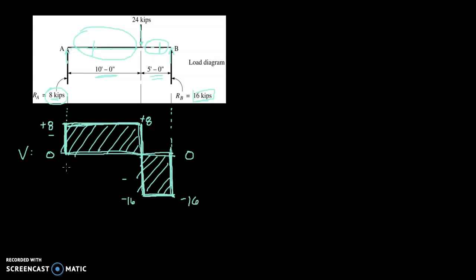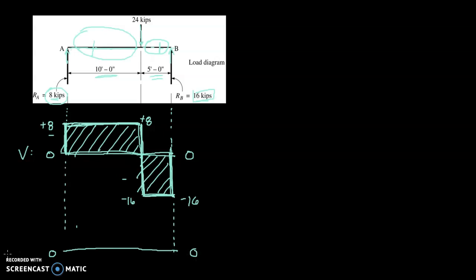Now the shear diagram is going to help us to create the moment diagram. And again, we should draw the diagram directly below the previous one. And again, we're going to start with a horizontal axis that represents a value of 0.